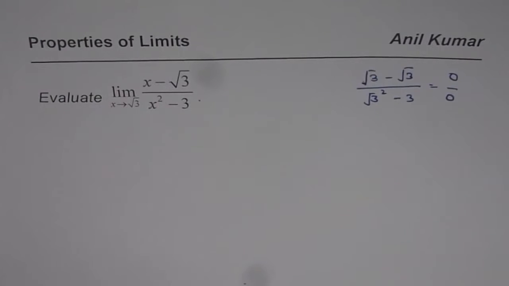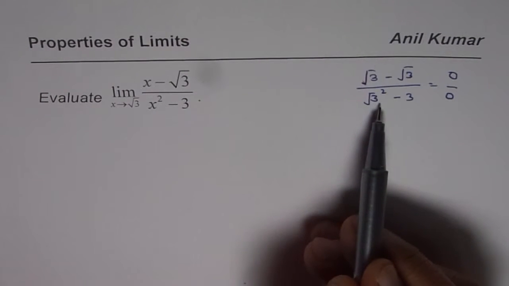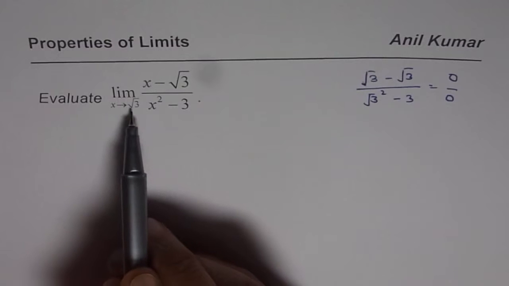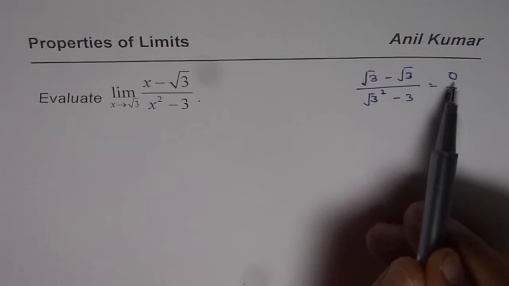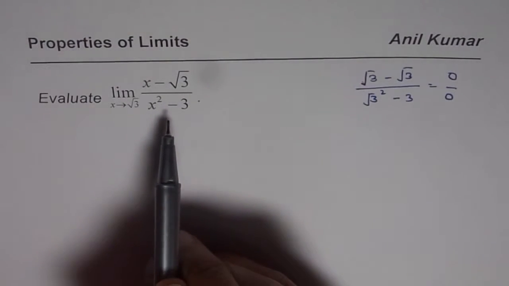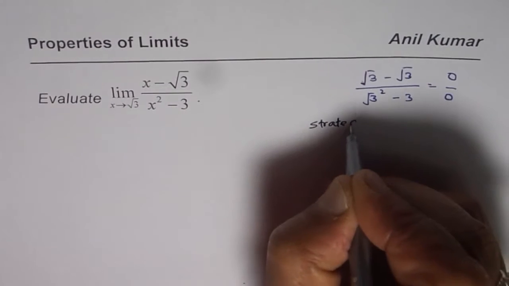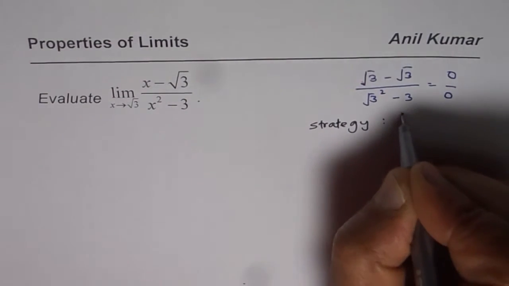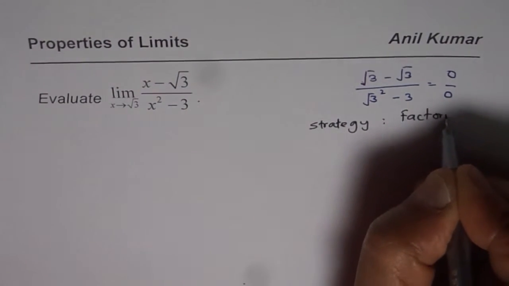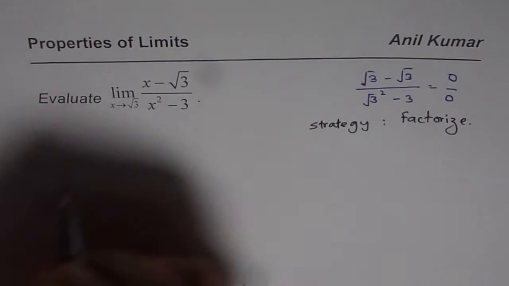It is an indeterminate, and it shows us that in this particular case we do have a common factor in numerator and denominator, x minus square root 3. That makes this 0 over 0. So the strategy is to factorize, right? So the strategy here is to factorize. So we need to factorize to solve this question. So let us do so.